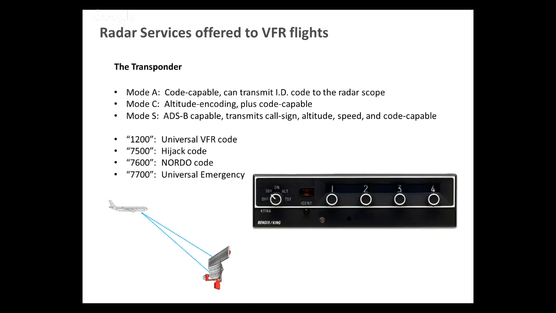The 7500 is hijack. It means your aircraft's been hijacked. The 7600 is the code that means your radios have stopped working. Your NORDO, you don't have any two-way communications. And 7700 is the Universal Mayday code. So, for example, if you're flying along and your engine fails, at some point before you put the aircraft on the ground, you will switch your transponder over to 7700, so that anybody watching you on a radar screen that's picking up your transponder code will notice that you have an emergency.